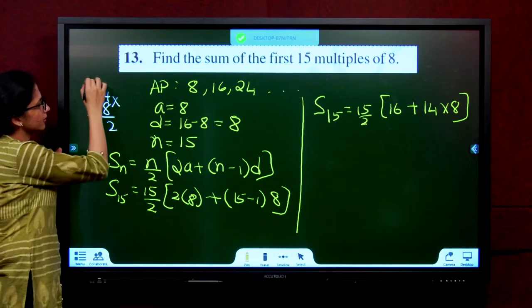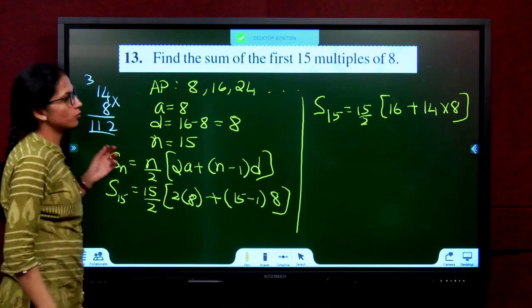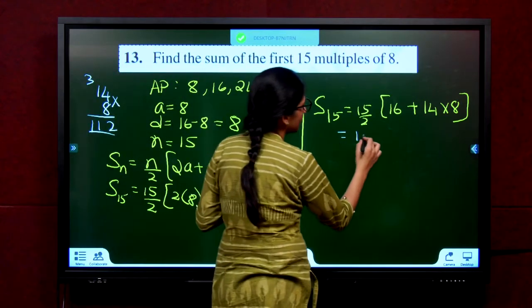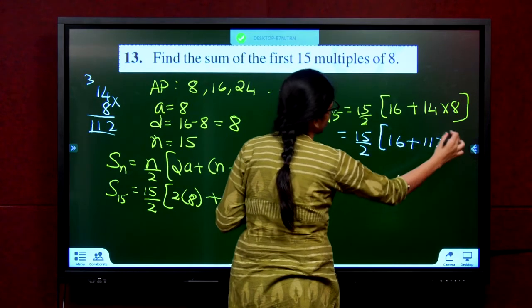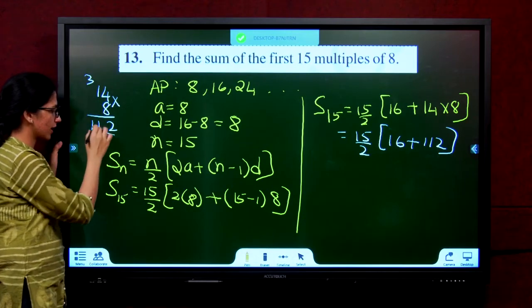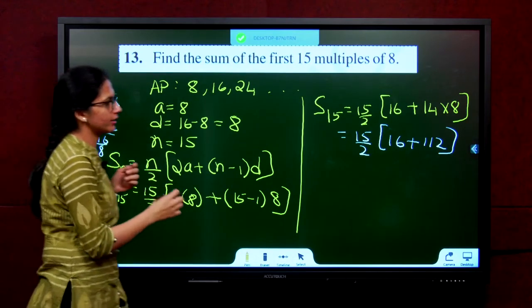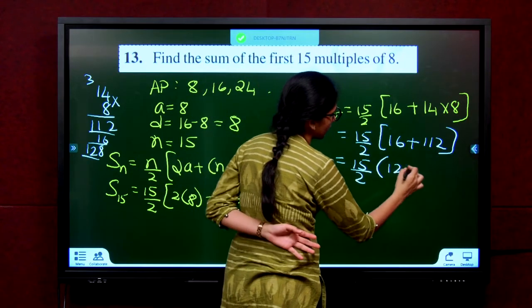8 4s are 32. 8 1s are 8. 8 plus 3, 11. So this becomes 112. 15 by 2 into 16 plus 112. To this 112 add 16: 6 plus 2, 8, 2, 1. 128. So it becomes 15 by 2 into 128.